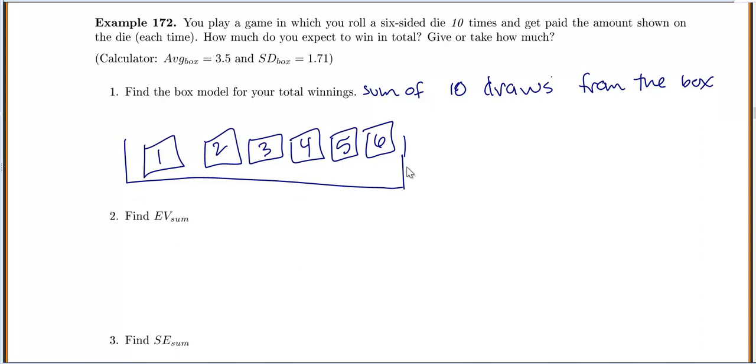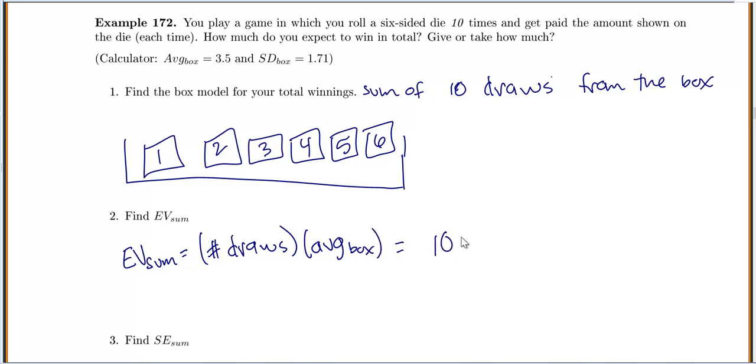So now let's find the expected value for the sum. The expected value for the sum is equal to the number of draws times the average of the box. So there are 10 draws times the average of our box, which is 3.5. Again, remember I told you the average and standard deviation. So this gives me 35.